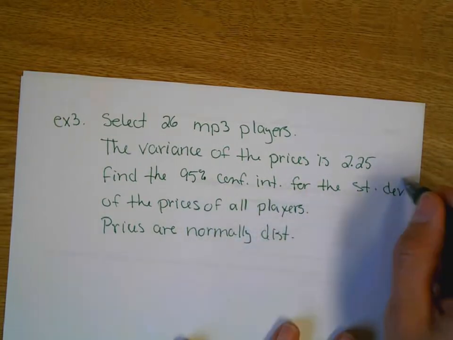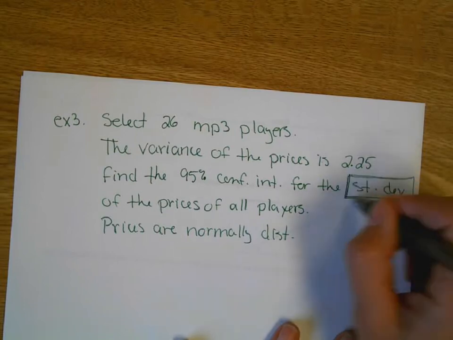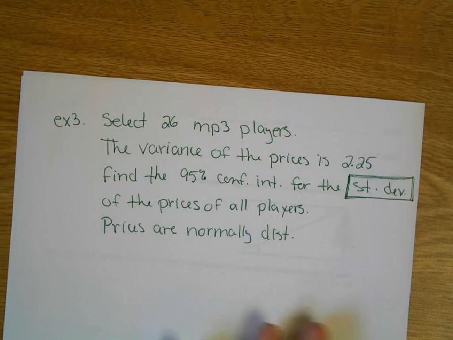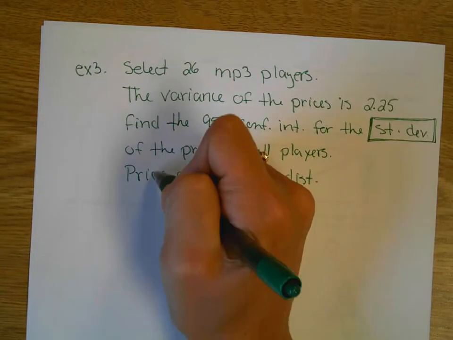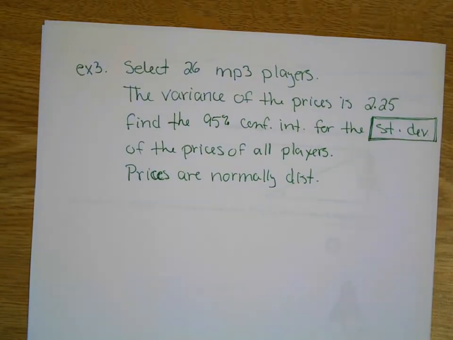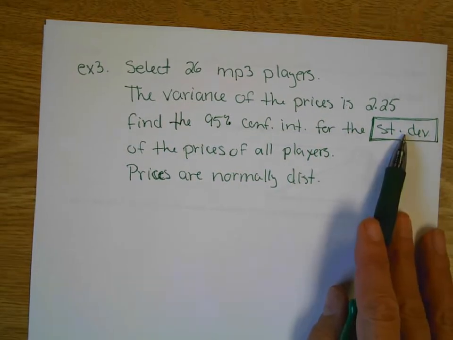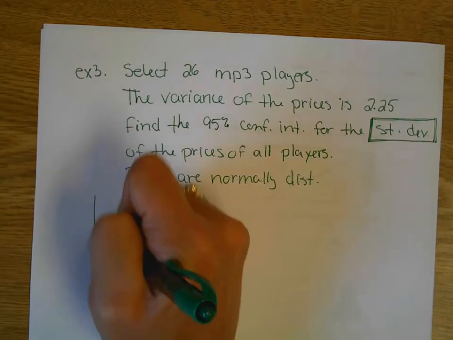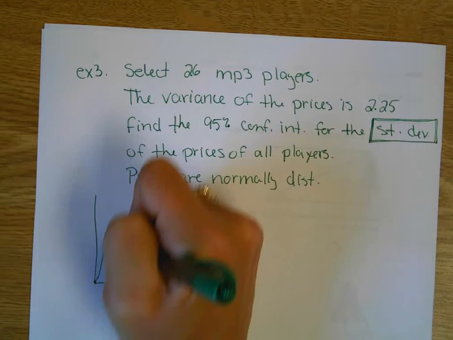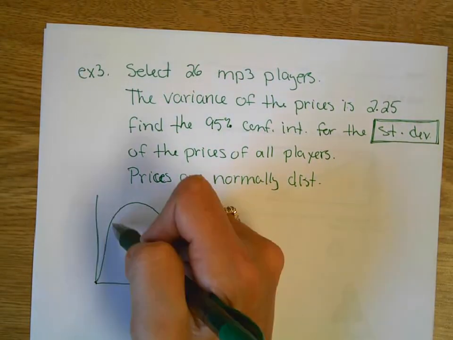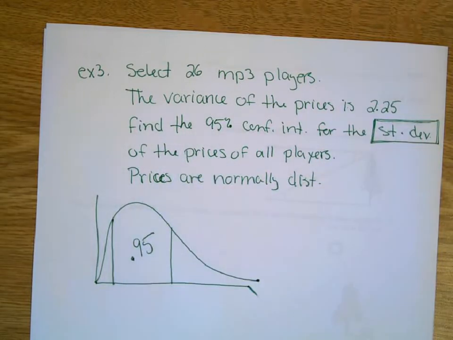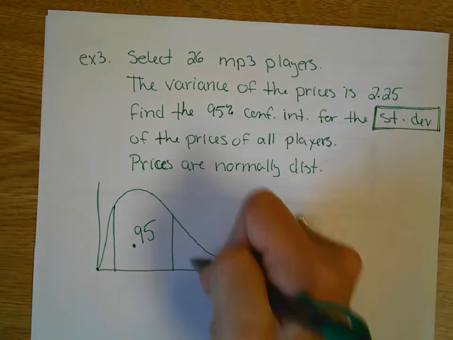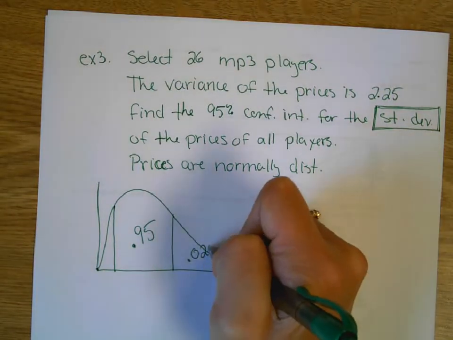95% confidence interval for the standard deviation. Prices are normally distributed. Okay, so first thing, because we're working with standard deviation distributions, we need our chi-squared. So find the chi-squareds first. Then we'll go into our plug and chug. So 95%, 2.5%.